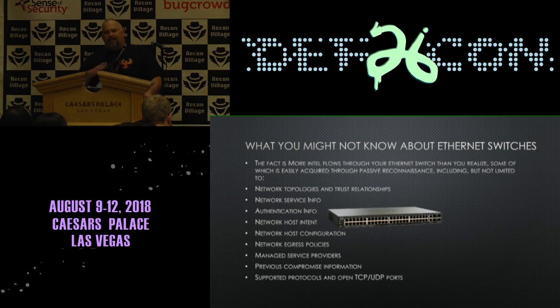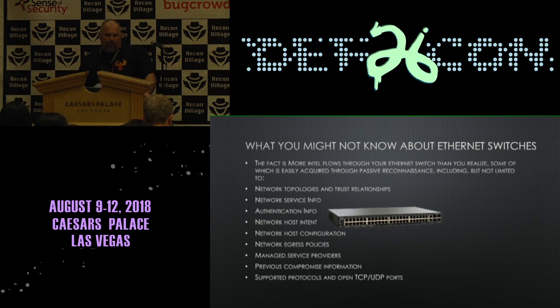In fact, there's more intelligence flowing through a switch that is potentially easily accessible just through passive reconnaissance. Just to give you a couple different things: network topologies and trust relationships. How is the network designed? Who's allowed to talk with who? Very useful if it's behind a firewall. Where's my jump host to be able to reach my target environment?